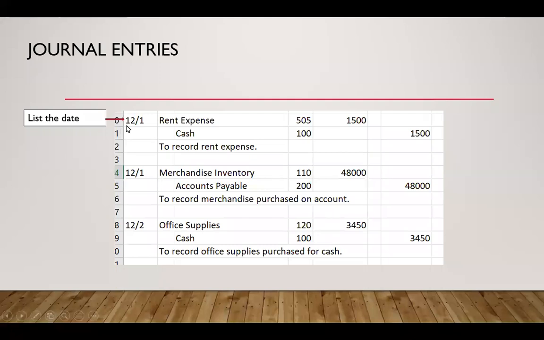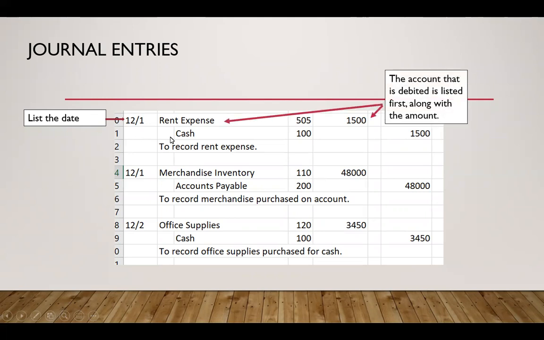Every journal entry has a date, so make sure you list the date first. The next item that is listed is the account that is debited, and this is very important. It's not always assets. It's not always cash, but it is always the account that is being debited. So list that account first, along with its amount.